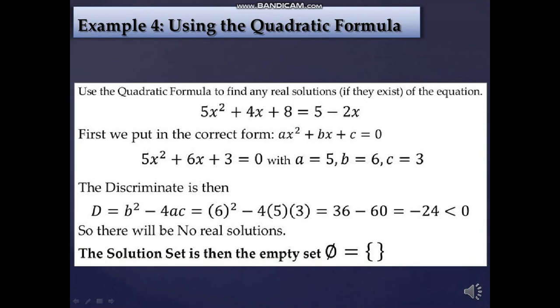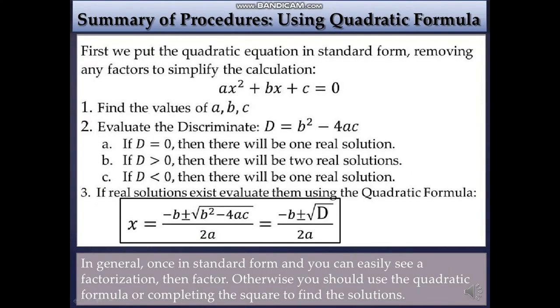Then the discriminant D equals b square minus 4ac, putting the values, it will give us minus 24, that is less than 0. So there will be no real solutions because the discriminant is less than 0. The solution set is therefore the empty set phi, or empty set can be written as.